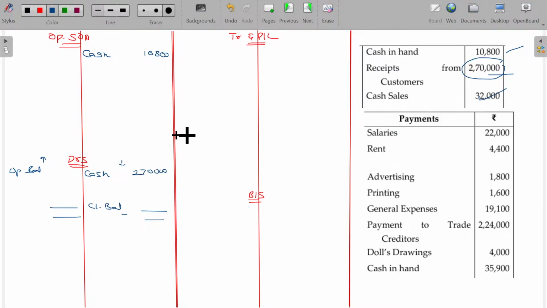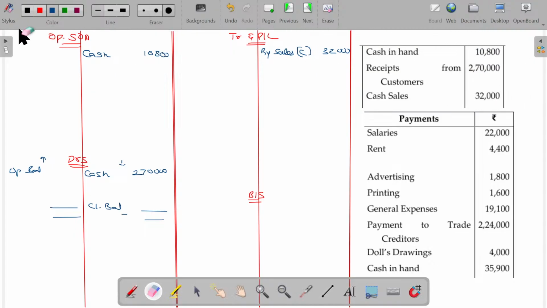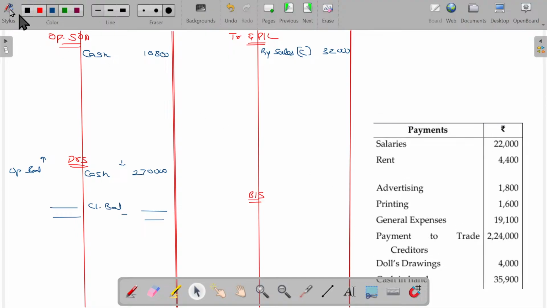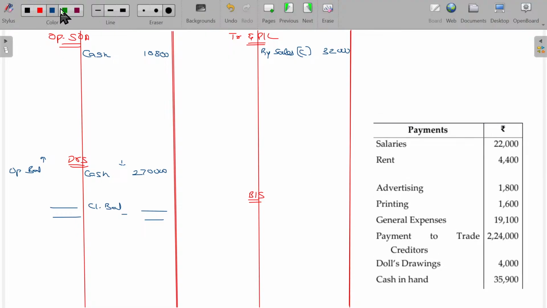Cash sales go in the trading and P&L account, credit side, under sales, cash sales, value being 32,000. So we have posted all three items here. With that, the receipt side of the cash book is over. Now let's go for the payment side.